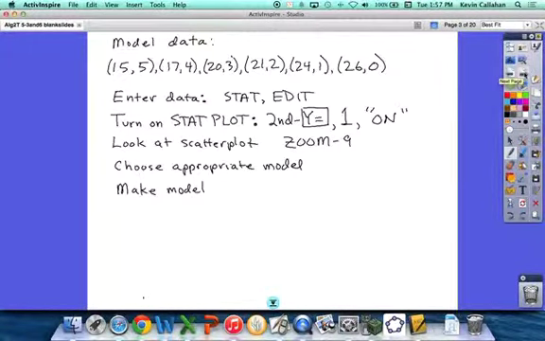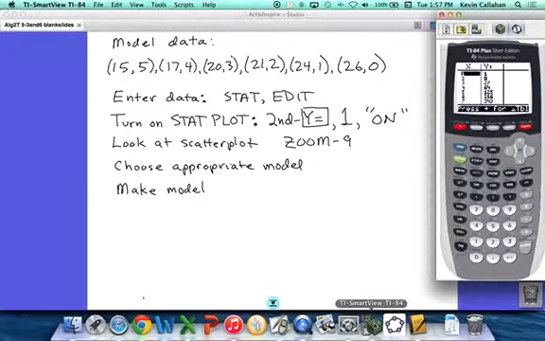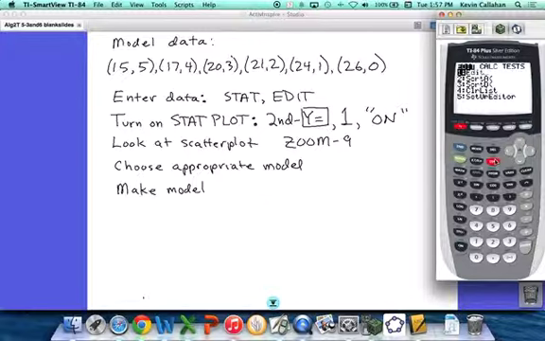So first we're going to warm up by doing another one of these exercises, right? Let's put the data in the calculator, see what it looks like, and choose the appropriate model to make a function. If you are unclear, remember, we go to Stat, Edit, and you put the data, the X values are under L1, the Y values are under L2.